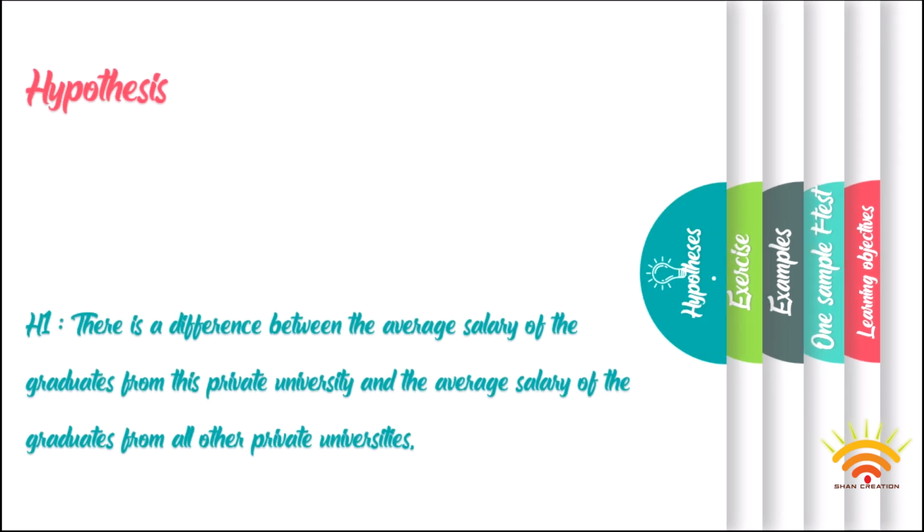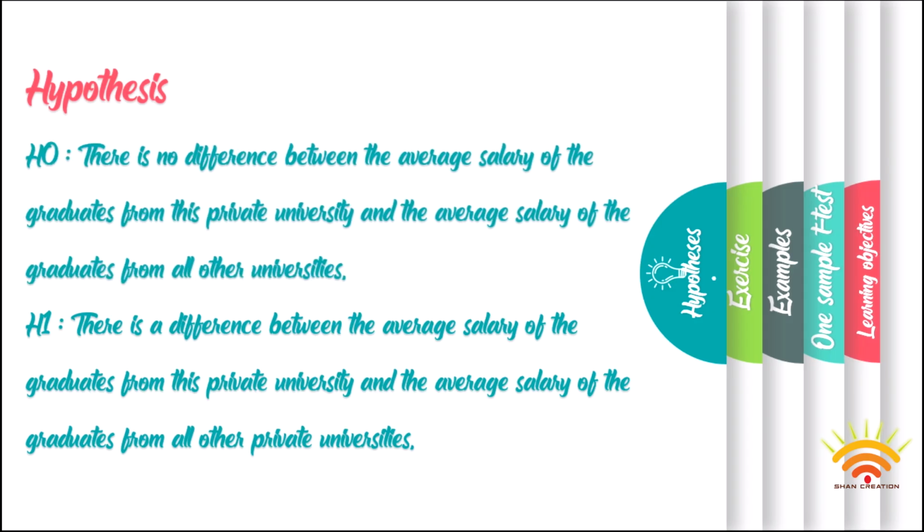Then the hypotheses can be written like this. Null hypothesis: there is no difference between the average salary of graduates from this private university and the average salary of graduates from the other universities. That means there is no difference; the salaries are equal. The salaries of this particular university's graduates are the same as those of graduates from the other universities. But the alternative hypothesis says that there is a difference between the average salary of graduates from this private university and the average salary of graduates from the other universities. And we will see how you can run this test in SPSS.